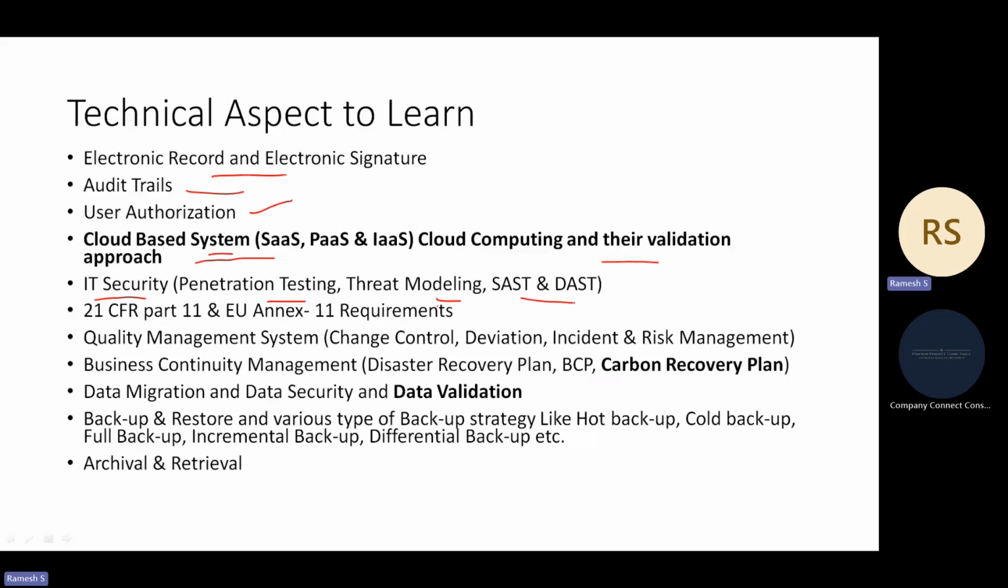Then we will also learn about 21 CFR Part 11 requirements, EU Annex 11 requirements, then QMS requirements like change control, deviation, incident, and risk management. Then business continuity management, which includes disaster recovery plan, business continuity plan, and carbon recovery plan. Then data migration, data security, and data validation. Then backup and restore, and various types of backup strategies like hot backup, cold backup, full backup, incremental backup, and differential backup. And we will also learn how to perform data archival and retrieval.